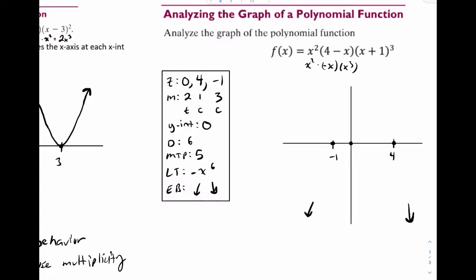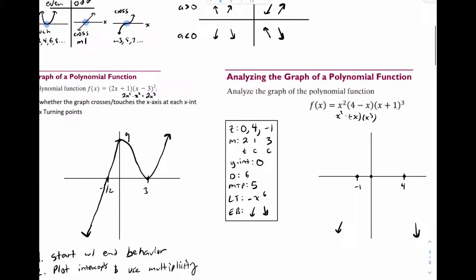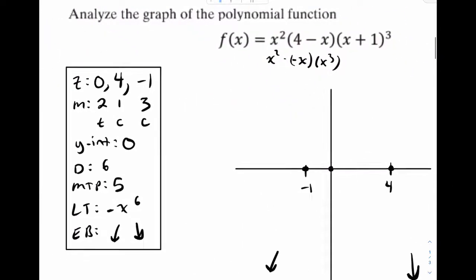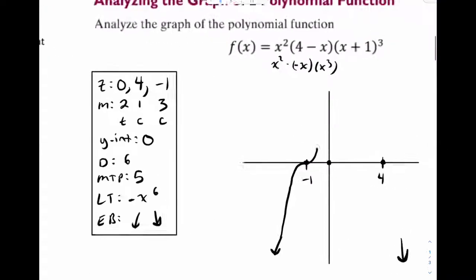So as I approach -1, I'm going to cross, but notice how the multiplicity is 3, which means you're going to cross in a very particular way. We're going to actually cube through it. So like we're going to approach, we're going to get flat and make like a cubic curve, like that. So if you really zoom in, you can see I made a cubic curve. I didn't just cross it like a line.